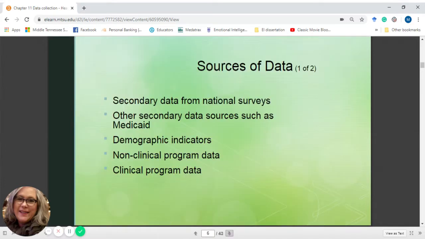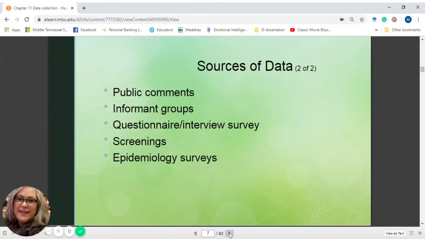Sources of data, again, all of our secondary sources can come from a very wide supply chain or accessibility. The internet has given us greater accessibility with Medicare, Medicaid, national surveys, demographic indicators, clinical and non-clinical data, as well as comments from the public, informant groups, questionnaires, screenings, epidemiological surveys, etc. So there's many ways we can access existing data.